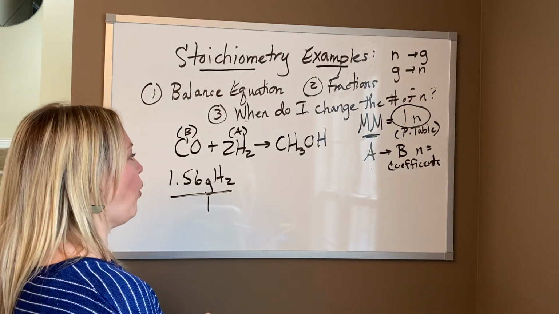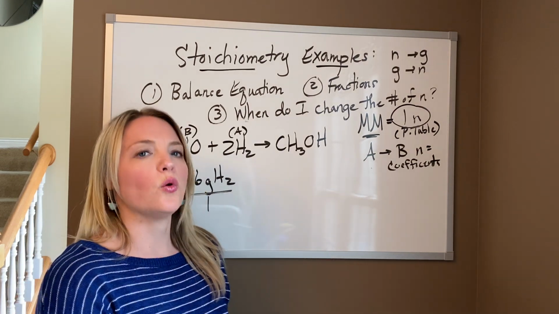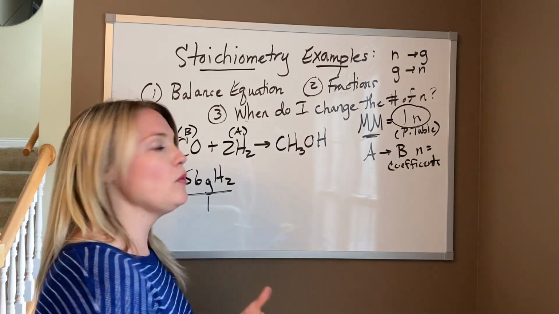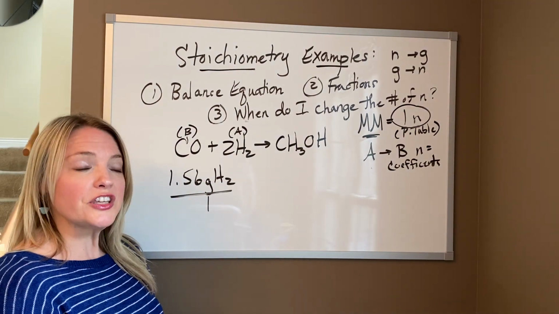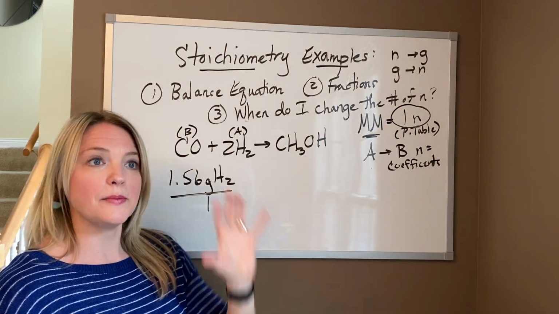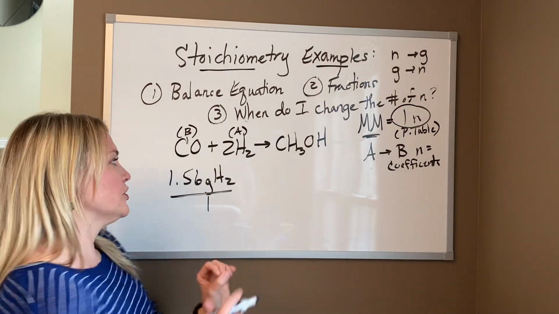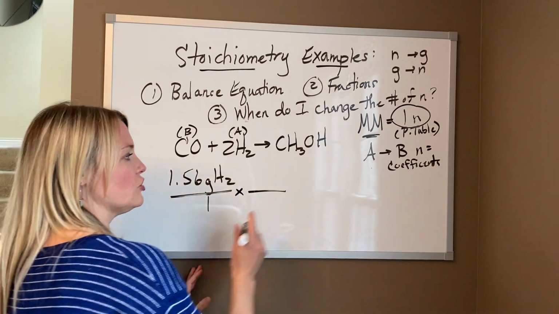Okay. Now, in order for me to go from A to B, again, if you look at that Stoich roadmap, in order for me to go from A to B, I have to be in moles. I'm not in moles right now. I'm in grams. So the first step, I'm in that upper left-hand corner on your roadmap. I'm in grams. I need to convert this to moles first. All right. So grams of H2 is on top.